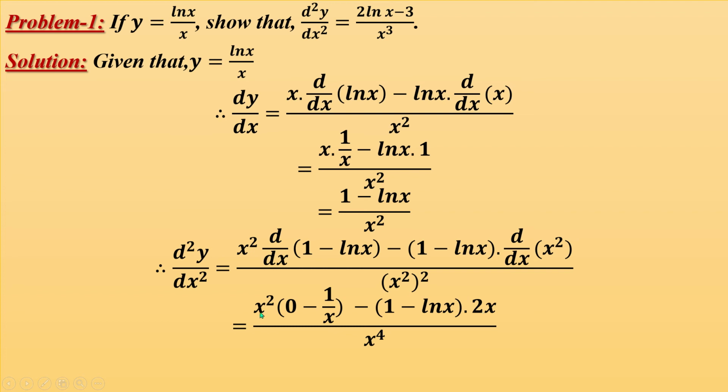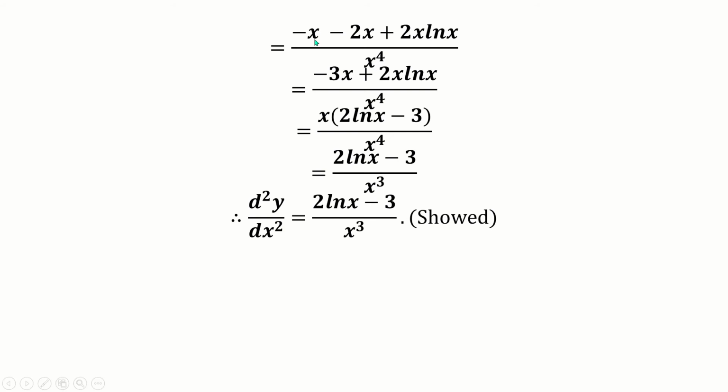Now x square into 0 means 0, and x square into minus 1 by x means minus x, and here will be minus 2x, minus minus plus 2x ln x divided by x to the power 4. That means the next line will be minus x minus 2x plus 2x ln x divided by x to the power 4. Here minus x minus 2x means minus 3x plus 2x ln x.